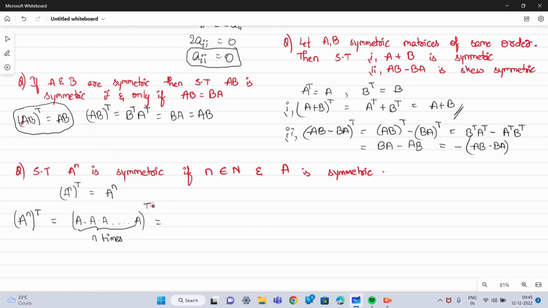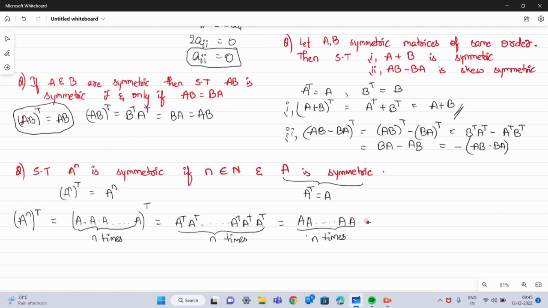Now, take the transpose of everything. It follows the reversal law, which means A transpose, A transpose, A transpose, A transpose, A transpose. Again, these are also n times. Now A is a symmetric matrix, which means A transpose is A. Now write A into A, all A n times again, which means A power n. Hence proved.